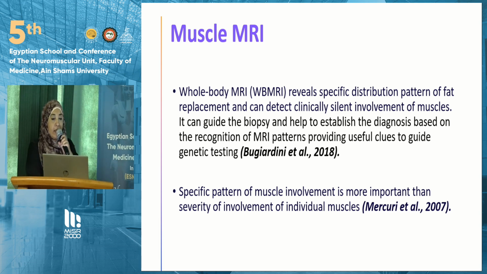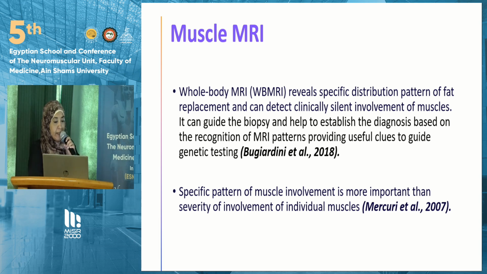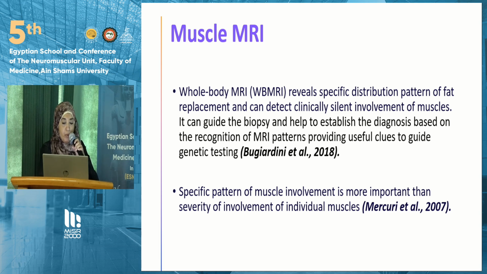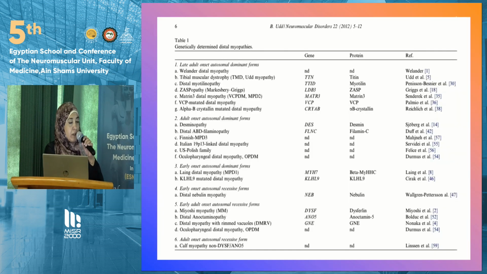For muscle MRI, we usually do whole body muscle MRI, which reveals a specific distribution pattern of fat replacement and can detect clinically silent involvement of muscles. It guides muscle biopsy and helps establish the diagnosis based on the recognition of MRI patterns, providing useful clues to guide genetic testing. There is a specific pattern of muscle involvement in the most important types of distal myopathy.